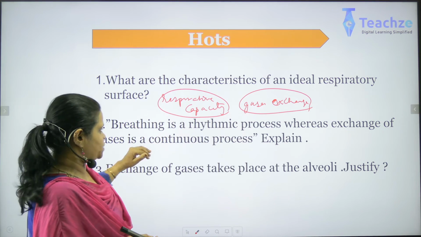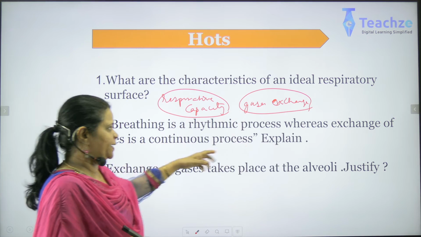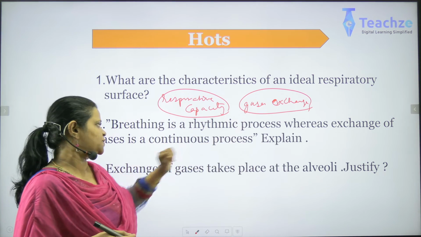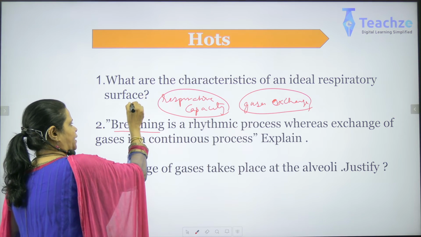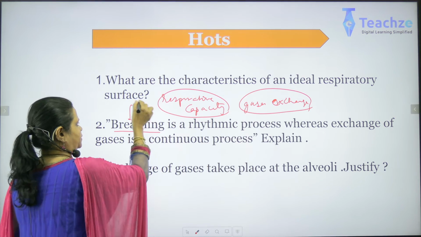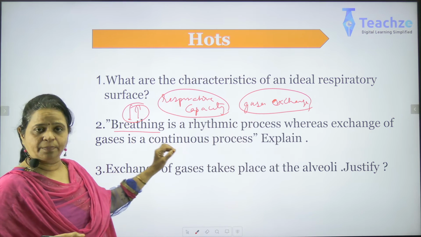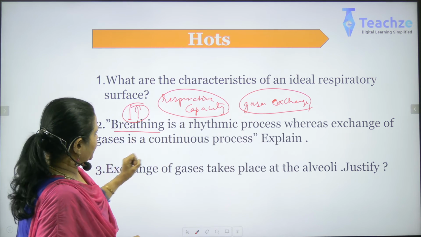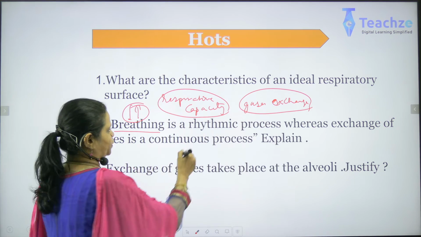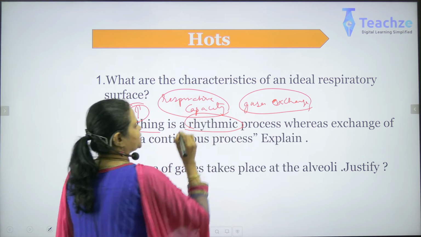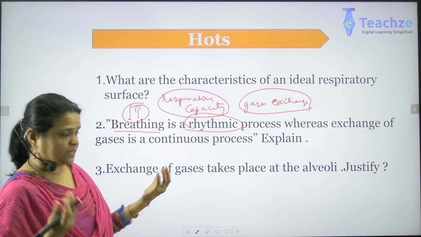Now, coming to the next one, breathing is a rhythmic process where exchange of gases is continuous. Now, breathing is done only when you take in air or when you leave out air. That is a simple mechanical process we talked about. So this occurs by itself. You take in air, you leave out. It's a rhythmic process. It takes place 12 to 15 times. You keep breathing in and breathing out.